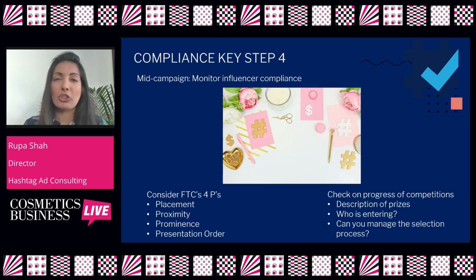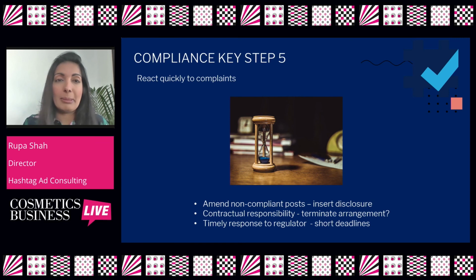And throughout the campaign, also make sure you're monitoring your brand ambassadors for compliance. It's not good enough to kind of just pass on the rules to them. You should be making sure that they're continually putting those disclosures on, using correct filters or not filters if that's your policy. Keep an eye out for things such as the placement of the disclosures, proximity, prominence, presentation, all of those. It's really important. And think about your competitions and make sure you're keeping a close check on any giveaways. Can you manage that selection process, for example? Are you able to pick, in a randomized way, the winner? There are key considerations you must think about.